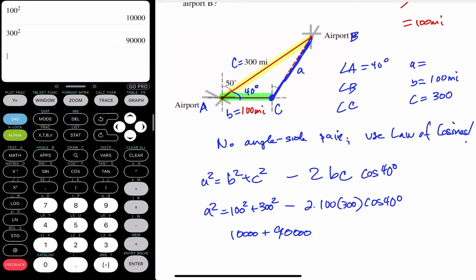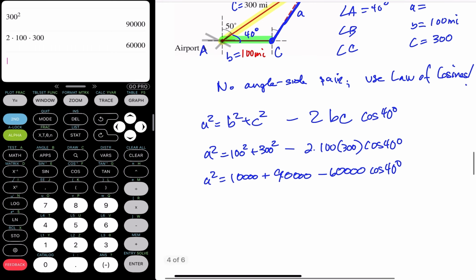And then I'm going to take 2 times 100 times 300. That should give us 6 with 4 zeros. And it does, because all is right with the world. 6 with 4 zeros. Cosine of 40 degrees is equal to the A squared I want.